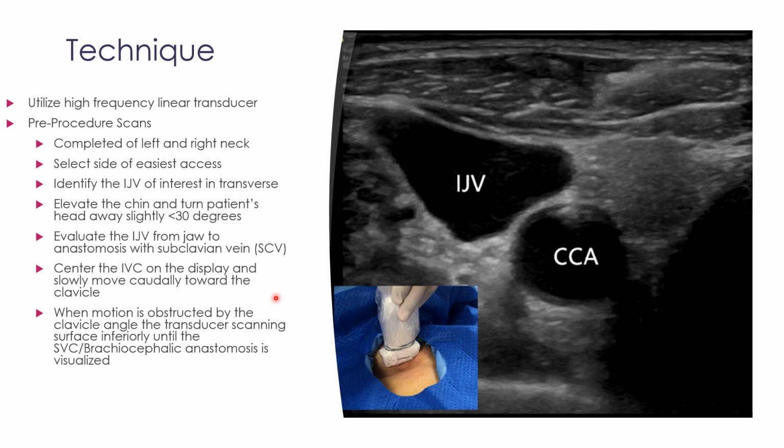So the other thing that you're going to want to be careful of, and I apologize, I have a typo here, you're going to center the IJV, the internal jugular vein, to the center of the display like we see here. And then you're going to slowly move caudally from the patient's chin all the way down to that clavicle, and then angle behind the clavicle inferiorly until you see it anastomose with that subclavian vein.